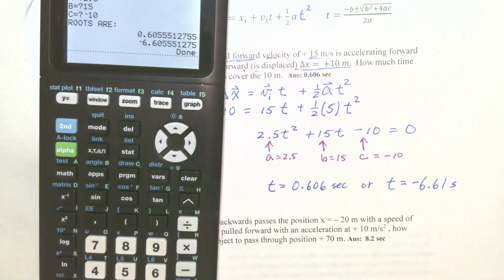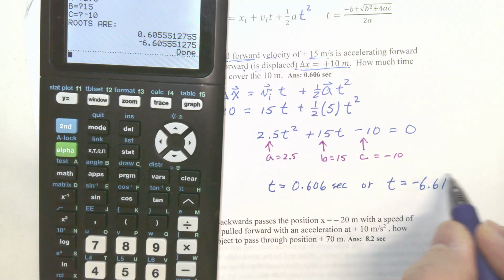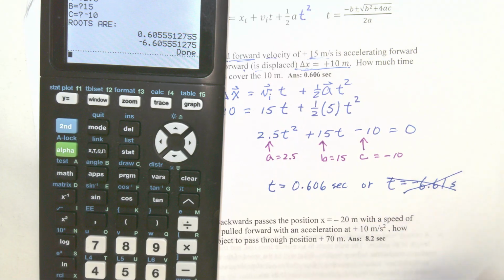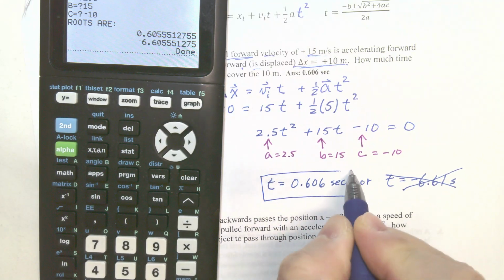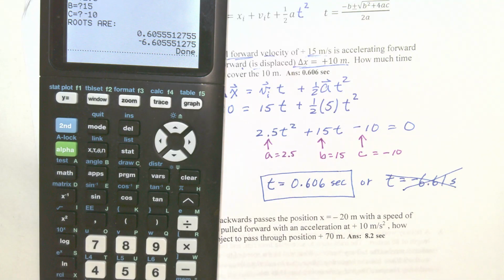Now, obviously, time cannot be negative. Okay? If you get negative time, either you should win a Nobel Prize or chances are you're wrong. Right? So this is the correct answer for time. All right? All right, so let me pause it here.